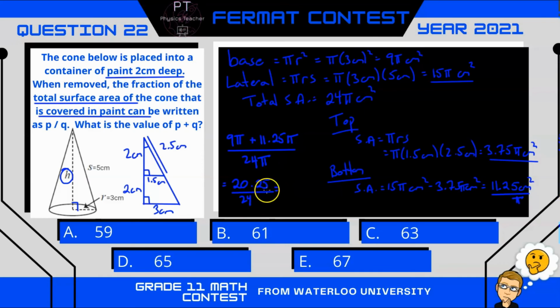Multiplying top and bottom by 4 to get rid of the decimal gives us 81 over 96, which are both divisible by 3, so we can reduce that fraction to 27 over 32. So if this is written as P divided by Q, then P is 27 and Q is 32. And therefore, P plus Q is 27 plus 32, which is 59. So our answer is A.